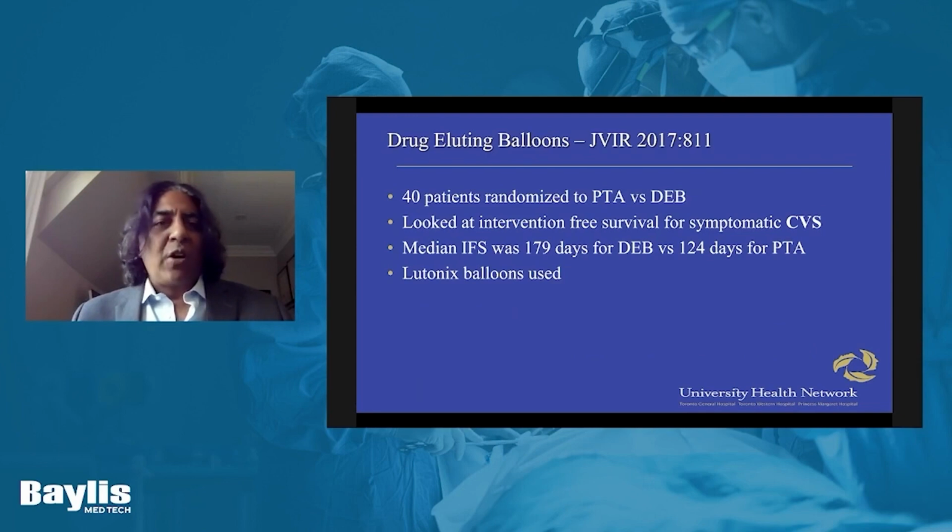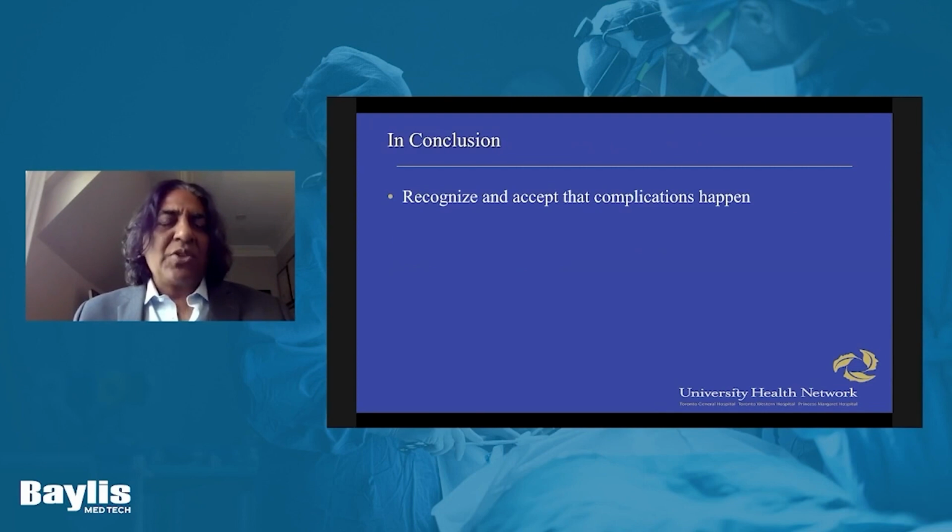I've been asked, what about drug-eluting balloons for maintaining patency of central venous occlusions? This paper specifically looked at central venous stenosis, not occlusions, but it was a well-done randomized prospective study. They looked at the intervention-free survival period for CVS, and the median intervention-free survival was 180 days versus 124. It was better than angioplasty, but again, a bit low, so I still tend towards stent grafts.